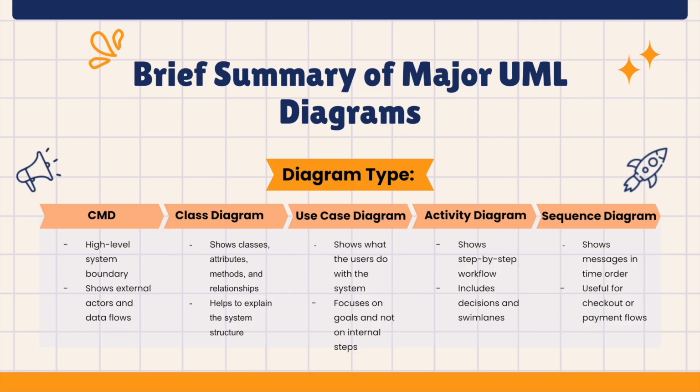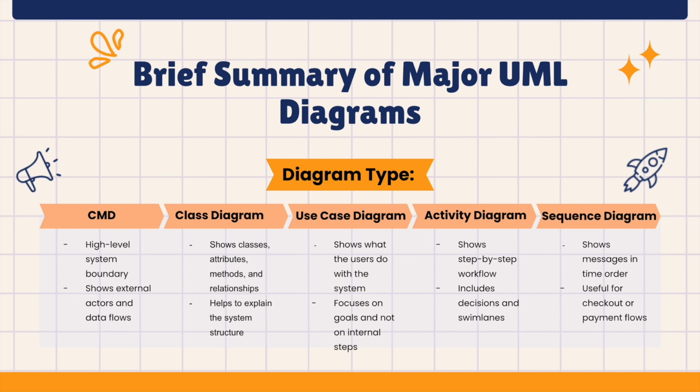Next, major UML diagrams. This slide will give a quick overview of some of the main UML diagrams we used. The context model diagram helps to give the big picture view by showing the system boundary, outside actors, as well as data flows. And the class diagram is more focused on structure because it shows classes, attributes, methods, and relationships.